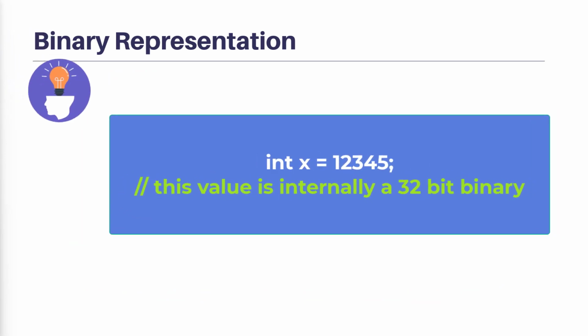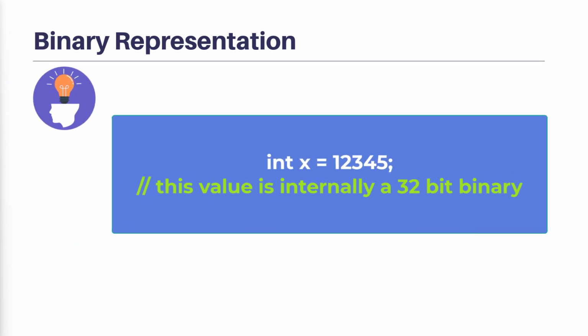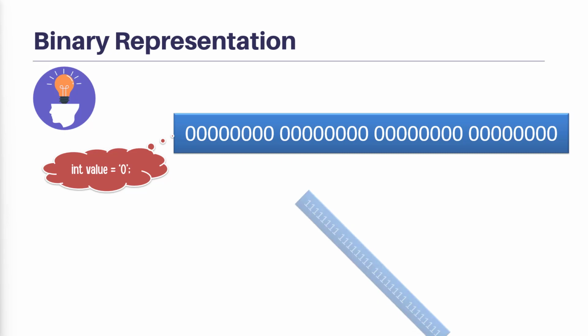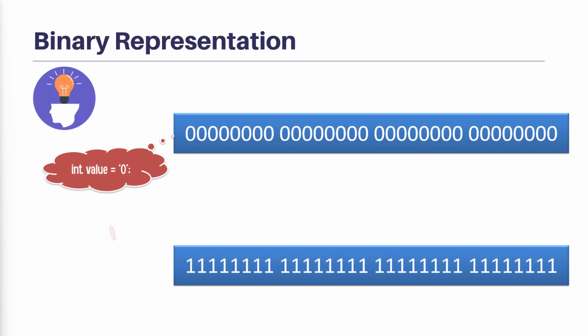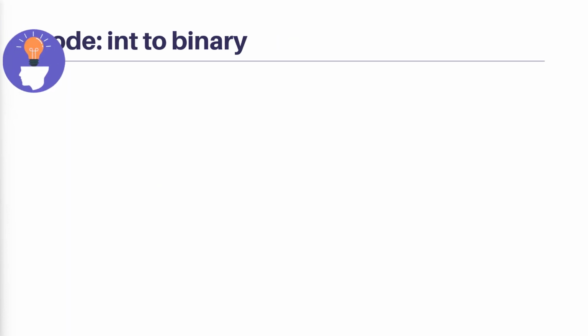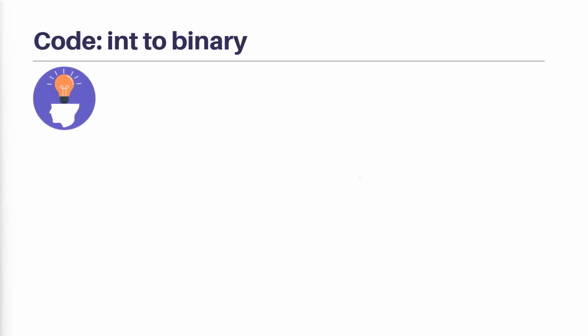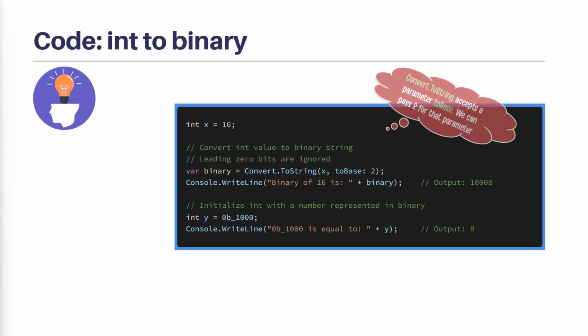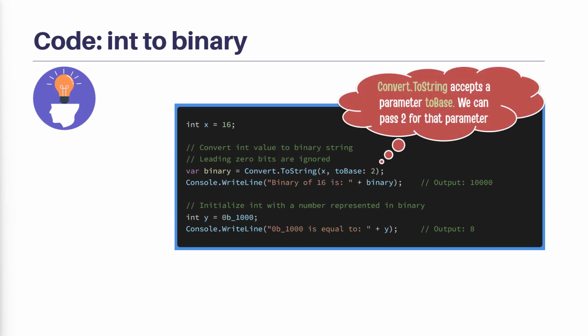Every integer value is internally represented by a 32-bit binary value. For example, 0 is represented in binary as shown here. Every bit is set to 0. For representing -1, all the 32 bits should be set to 1 as shown in the second row. In fact, we can write a small code to display the binary representation of any integral value. For that, we can use Convert.ToString method. In this method, we can pass two parameters. The first parameter is basically the integer value, while the second parameter is the base of the system in which the number should be represented.